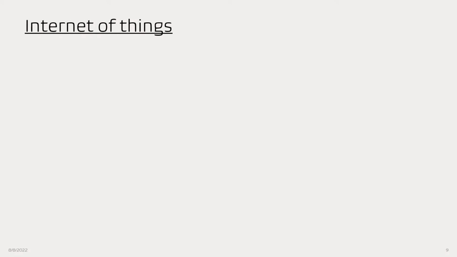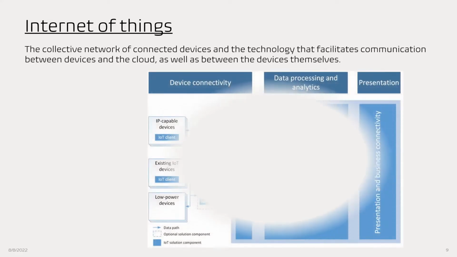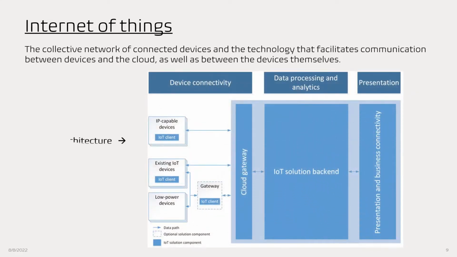Let's move to another main topic, which is the Internet of Things. Internet of Things means the collective network of connected devices and the technology that facilitates communication between devices and the cloud, as well as between the devices themselves. IoT has bidirectional communication. It has large complex data flows.